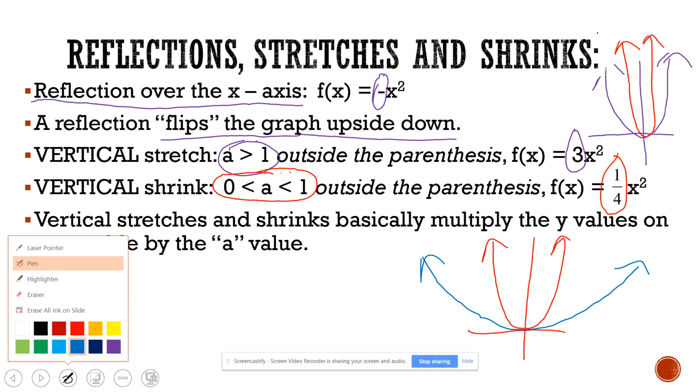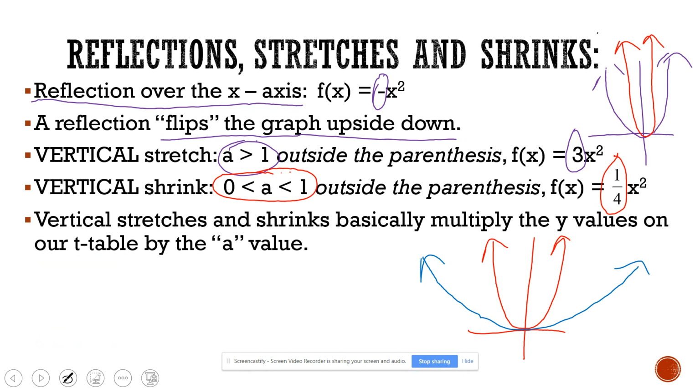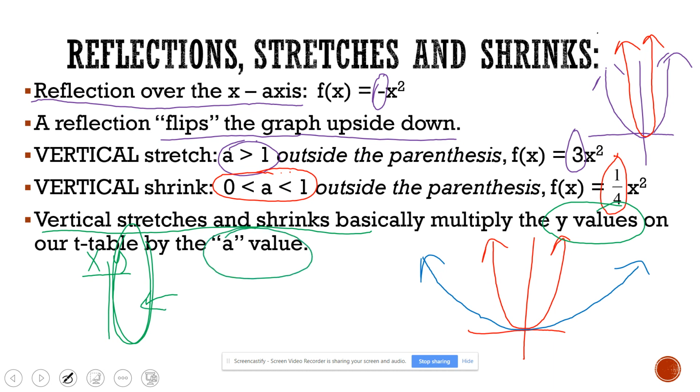If you're graphing these by hand, vertical stretches and shrinks means that we're multiplying our y values from our parent function t table, this xy table, so these values right here, by whatever that a value is. So if we were looking at 3x squared, then we'd be multiplying all these y values by 3. If we were looking at the 1/4 x squared, then we'd multiply them all by 1/4.